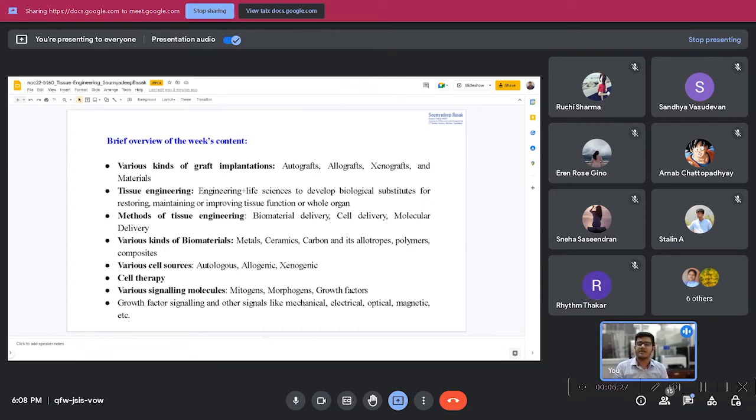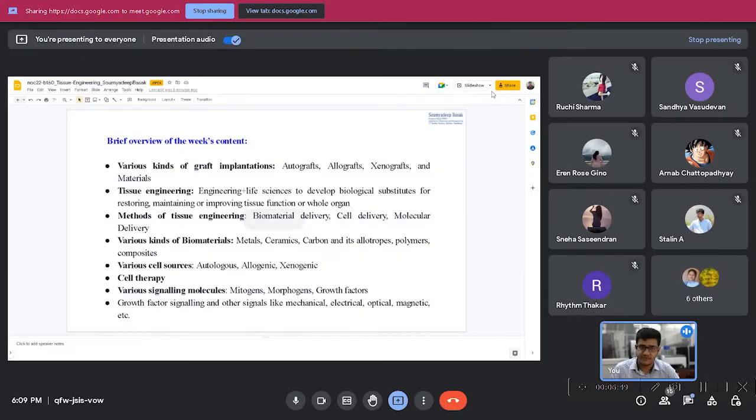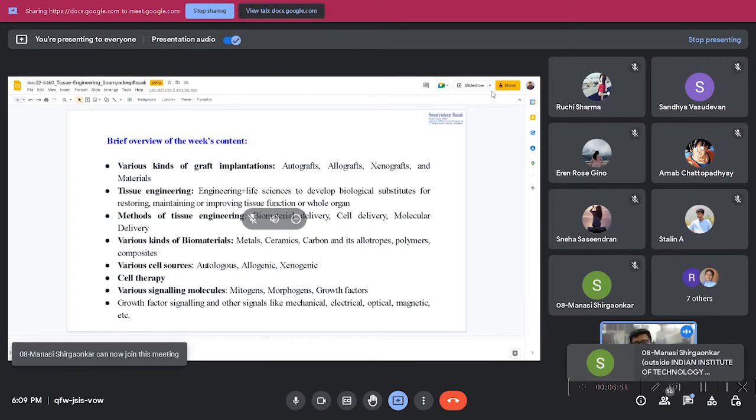What are the different kinds of biomaterials we have also learned? That is metals, ceramics, carbon and its various allotropes like graphene and diamond, polymers, and various other composites, polymers and their composites. Okay, and various cell sources. We have autologous cell sources, and we can have allogenic or xenogenic. Autologous means from the patient. Allogenic means from a different patient but of the same species. Xenogenic means a different species. Okay.